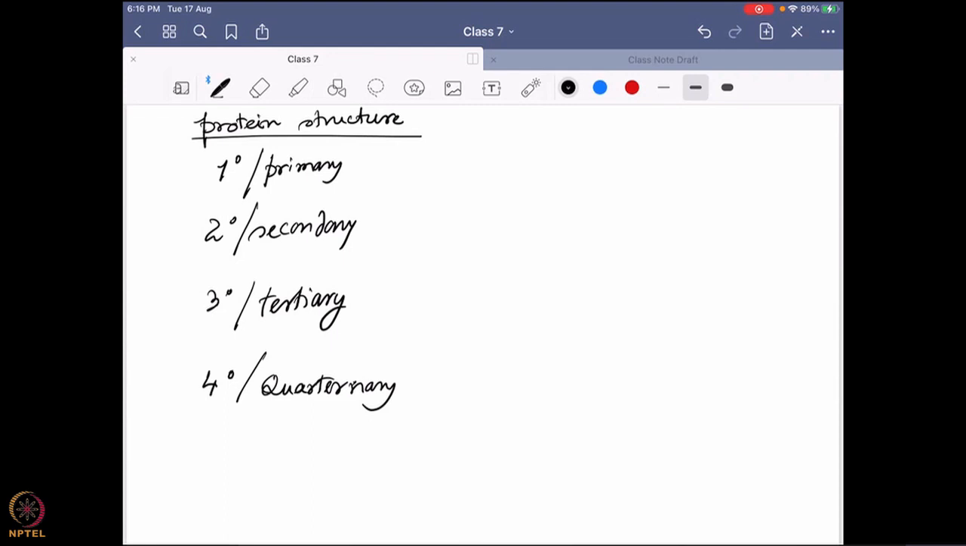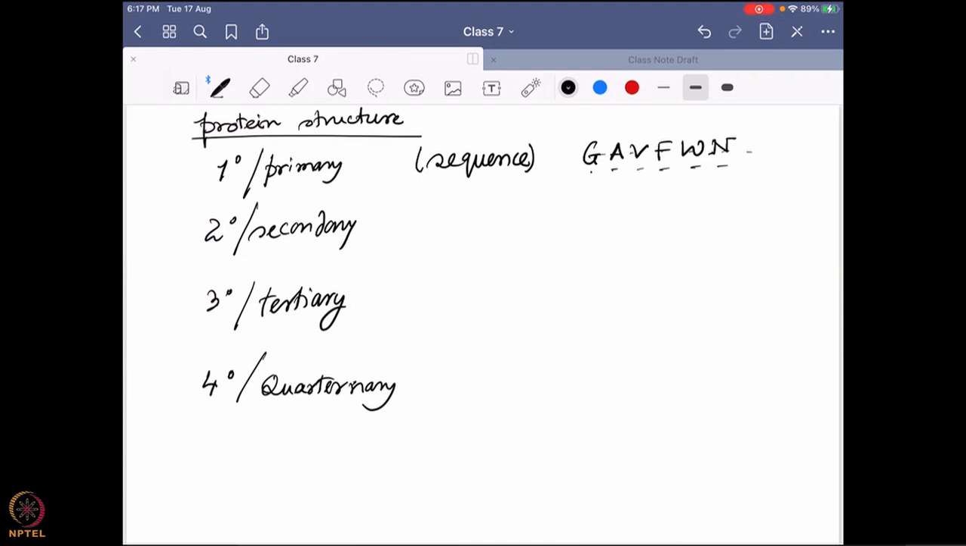So what do I mean by 1 degree or primary? The primary structure says what the sequence is. We have already gone through the 20 odd naturally occurring amino acids, their 3-letter and 1-letter descriptions. And over there, what are those amino acids? For example, I have a sequence of G, A, V, F, W, N. G is glycine, A is alanine, V is valine, F is phenylalanine, W is tryptophan, N is asparagine. So these are the different amino acids that are present.